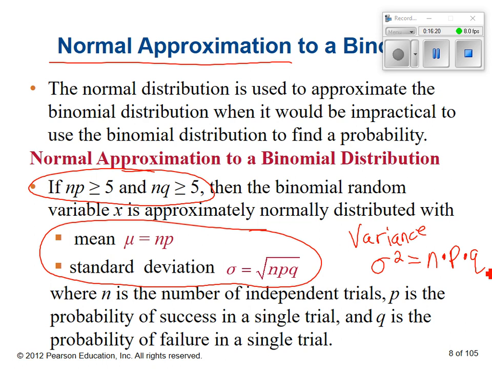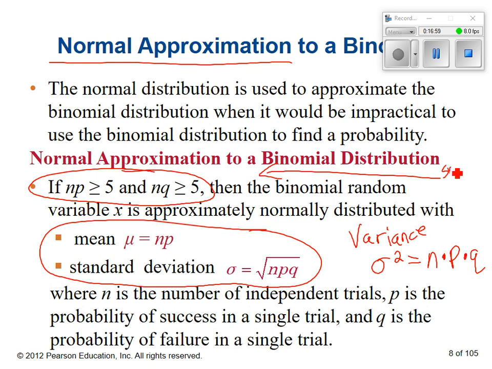So to be able to approximate a binomial, it has to be that N times P is greater than or equal to 5, and N times Q is greater than or equal to 5. When you're doing this, because I'm going to forget to do it all the time, I just look at it and say, all right, 0.6 times 20, I know it comes out to be more than 5, and so on. So I just do it in my head and I know if it fits or not.